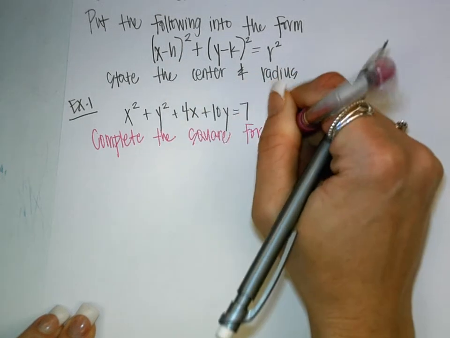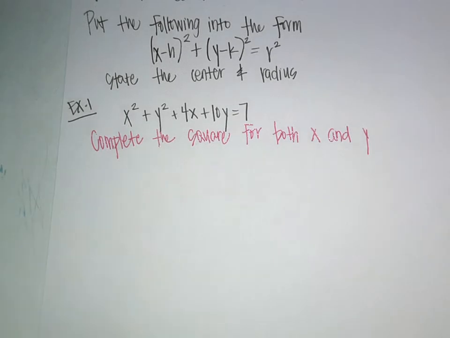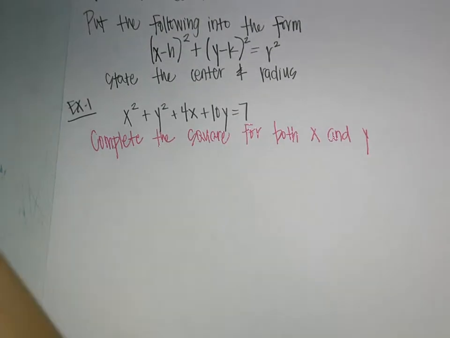Sean. For both. Separately? Do we do it separately for x and y? Or one number for both of them? They have to be separate.